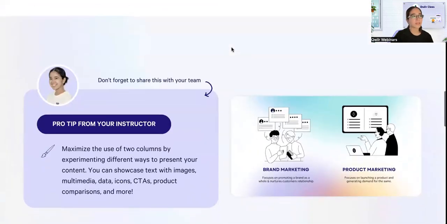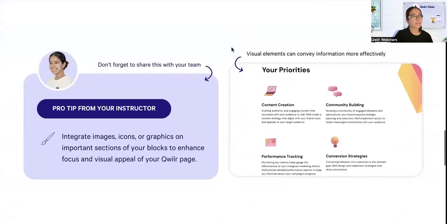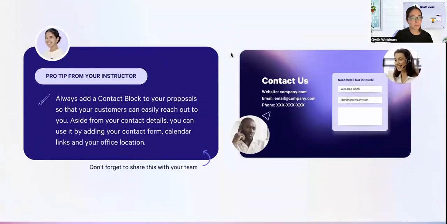Tip number 3, maximize the use of our 2-column feature by experimenting with how you want to present your content. This falls under artistry as well as tailored. Tip number 4, integrate images, icons, or graphics on important parts of your blocks to enhance visual representation. Again, this falls under artistry, but also under gather and group. How? By separating your content into different sections and adding images, you create a visual hierarchy and it improves the organization of your page.